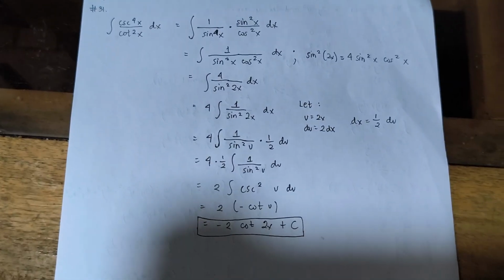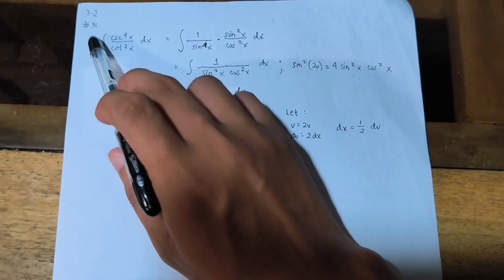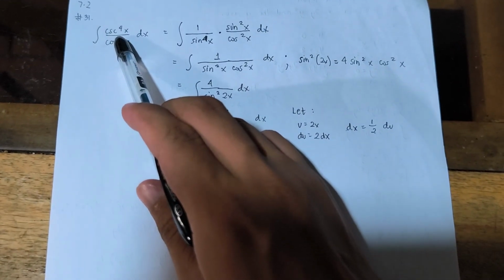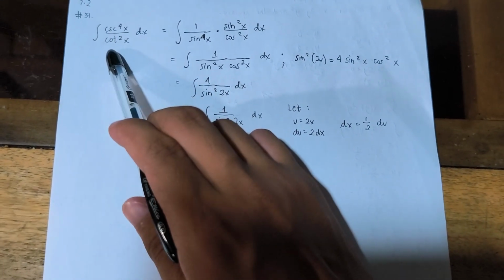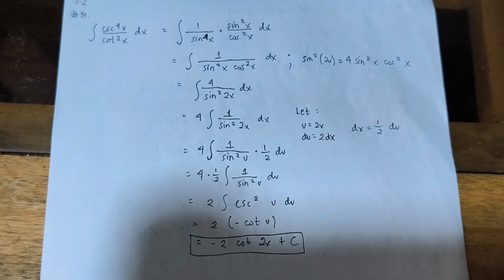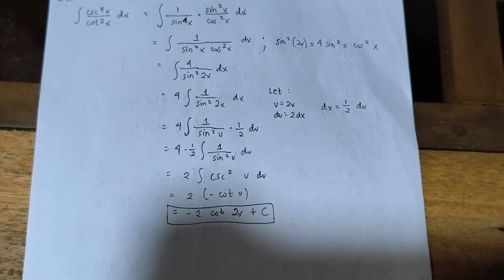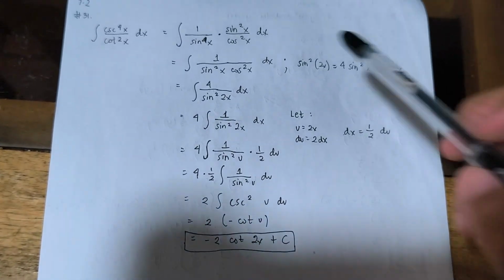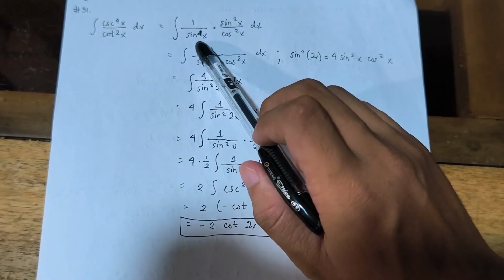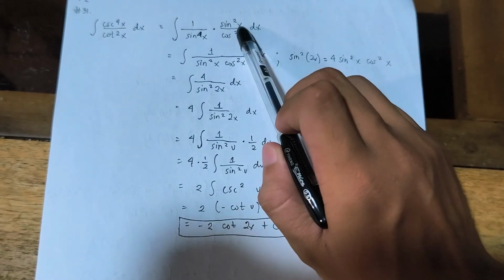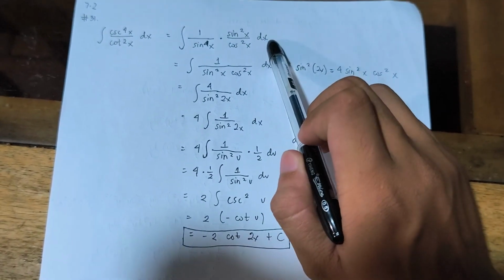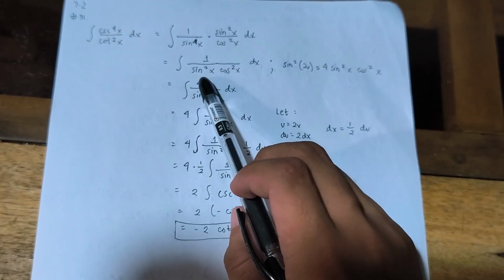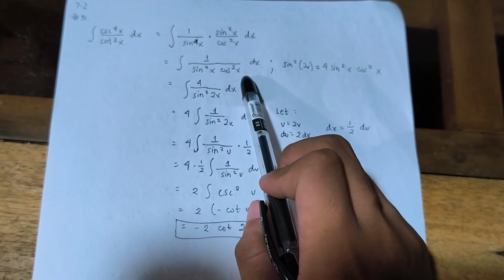And lastly, we have problem number 5, 7.2, number 31. We have the integral of cosecant to the power of 4 x over cotangent squared x dx. First we need to rewrite the integral using trigonometric identities. So we have the integral of 1 over sine to the power of 4 x times sine squared x over cosine squared x dx. So multiplying, we have the integral of 1 over sine squared x cosine squared x dx.